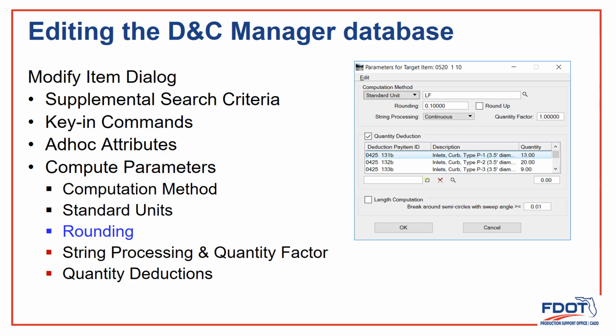Rounding sets the precision of the values calculated. This precision is defined in the Basis of Estimates manual and is calculated to one additional significant digit. The string processing determines how the element's stationing is reported. See the D&C Manager help files for more details on this. The quantity factor applies a multiplier to the computed values. Finally, the quantity deductions can reduce a quantity by a certain amount when another element is detected, as we discussed earlier with inlets in curb and gutter.